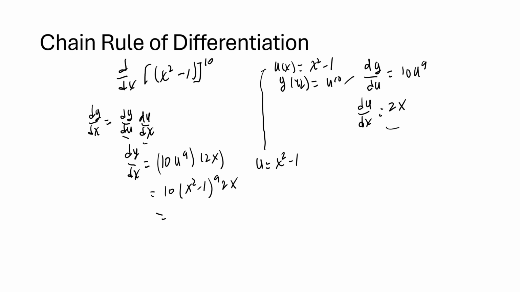Now multiplying out the 10 times 2x, that's 20x times x squared minus 1 to the 9th. And so that is going to be our derivative of this function. It's much simpler to do it this way than if we had to multiply x squared minus 1 ten times out. That would be a mess. Let's do one more example.